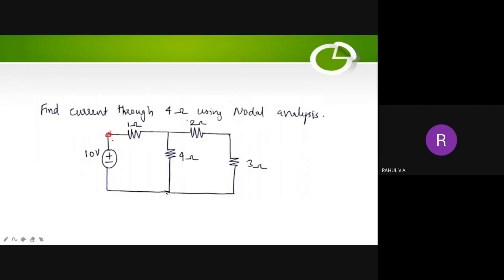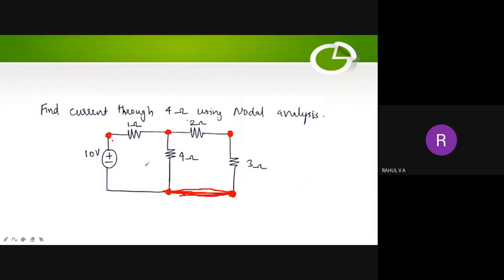So this is one node. Two branches are connected. That is 10 volt power supply and 1 ohm resistor is connected. This is another node because 1 ohm resistor, 4 ohm resistor and 2 ohm resistor are connected. That is another node. This is also a node. And this is also a node. This is also a node. So what I'm doing, these two nodes are at same polarity. So just consider it as one node.